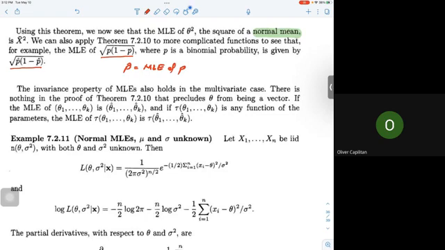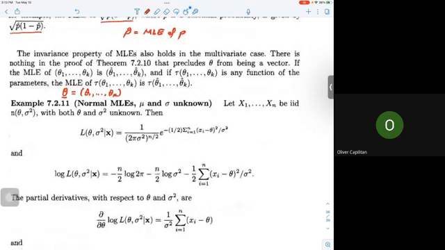So in this case, our parameter is actually a vector. Parameter theta is a vector of parameters theta sub 1 up to theta sub k. So it's multidimensional. We can still apply the procedure that we have in the maximum likelihood estimation procedure.